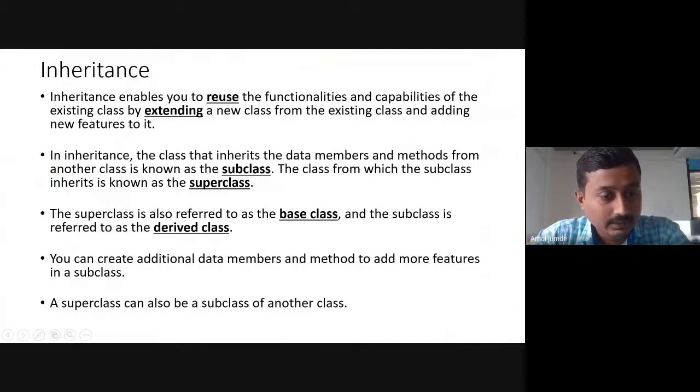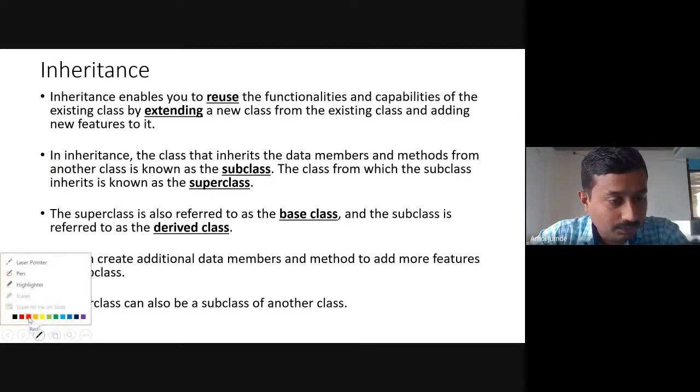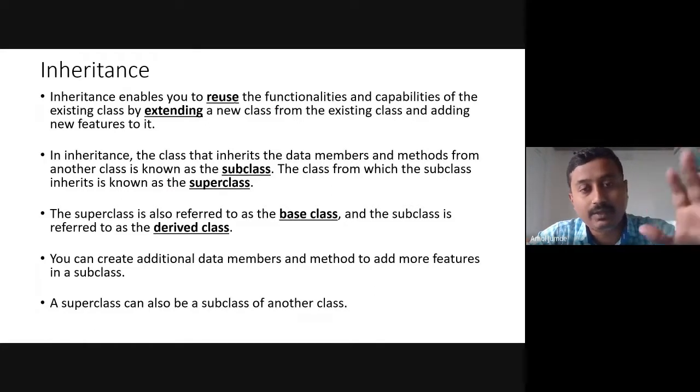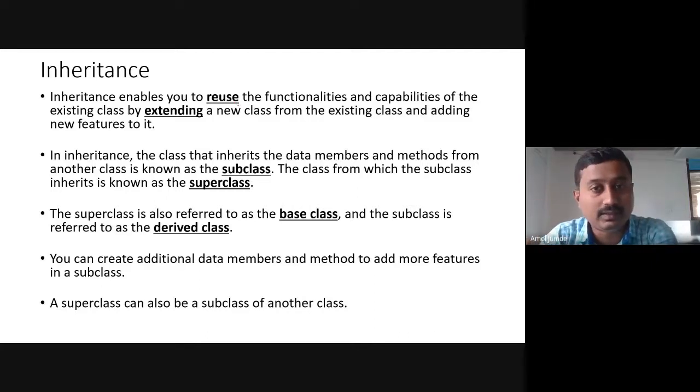So what happens in inheritance? Inheritance enables you to reuse the existing functionalities. There are predefined classes, and we want to use the features given by that existing class and extend that class. We want to add new features to that existing class. So that's why we go for inheritance, right? Here we reuse the existing functionality, but we also add our new features. That is also important.